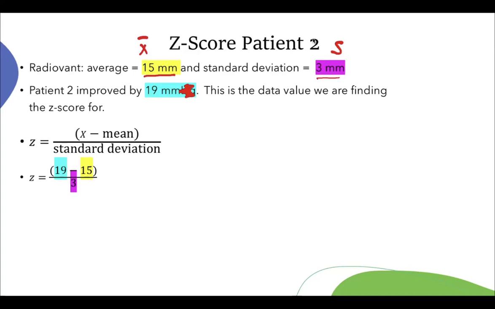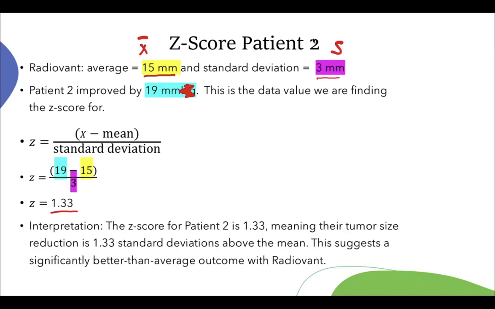So we do this, and we are going to get a number that's better than the last z-score. 1.33 is our z-score now. And to interpret that, we're going to say the z-score for patient 2 is 1.33. Their tumor size reduction is 1.33 standard deviations above the mean, and it suggests a significantly better than average outcome with this other drug.